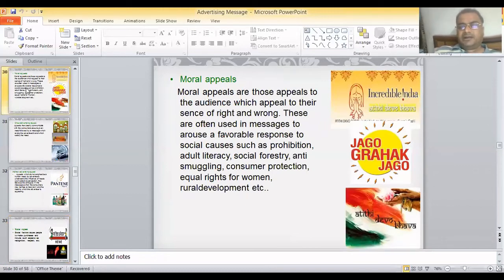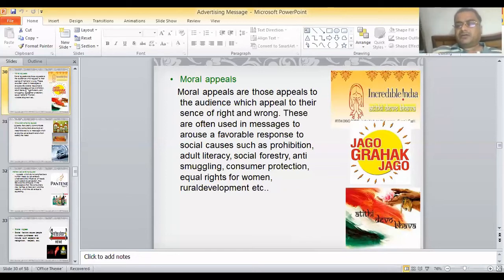Moral appeals are nothing but wherein our moral values or ethical values are used. As you can see here in the slide, moral appeals are generally used. You would remember the ad of Aamir Khan by the tourism department of India, wherein it says Atithi Devo Bhava. Like the tourists are God for us.